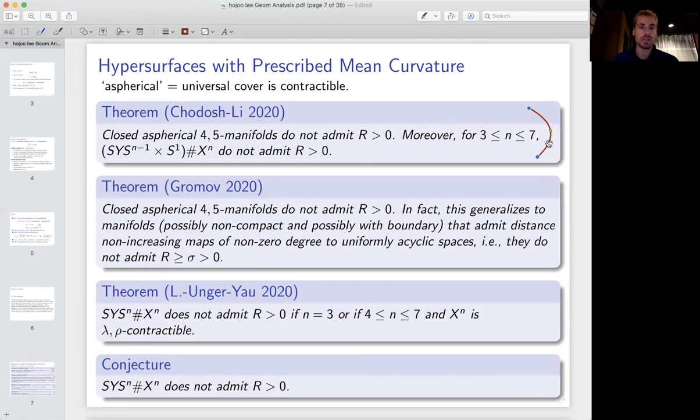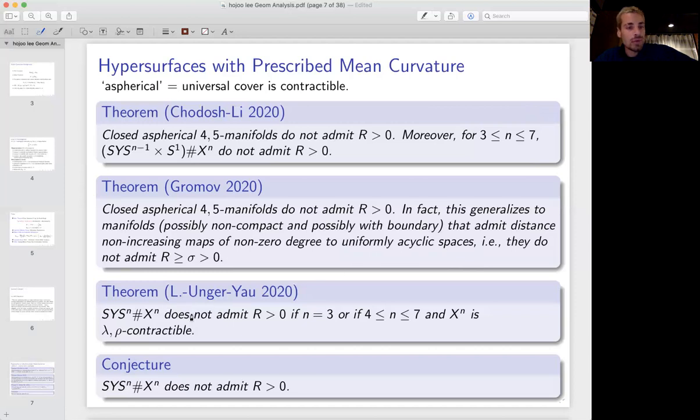But at least when the regularity works out, these two results are wonderful and remarkable contributions by Chodosh and Li. Gromov remarkably actually proves even more. He shows that this kind of aspherical result can be generalized to what he calls uniformly acyclic spaces and maps. When you have a manifold that admits non-increasing maps of non-zero degree to these types of spaces, they don't have uniform PSC in this case. I think it's a truly remarkable set of results.